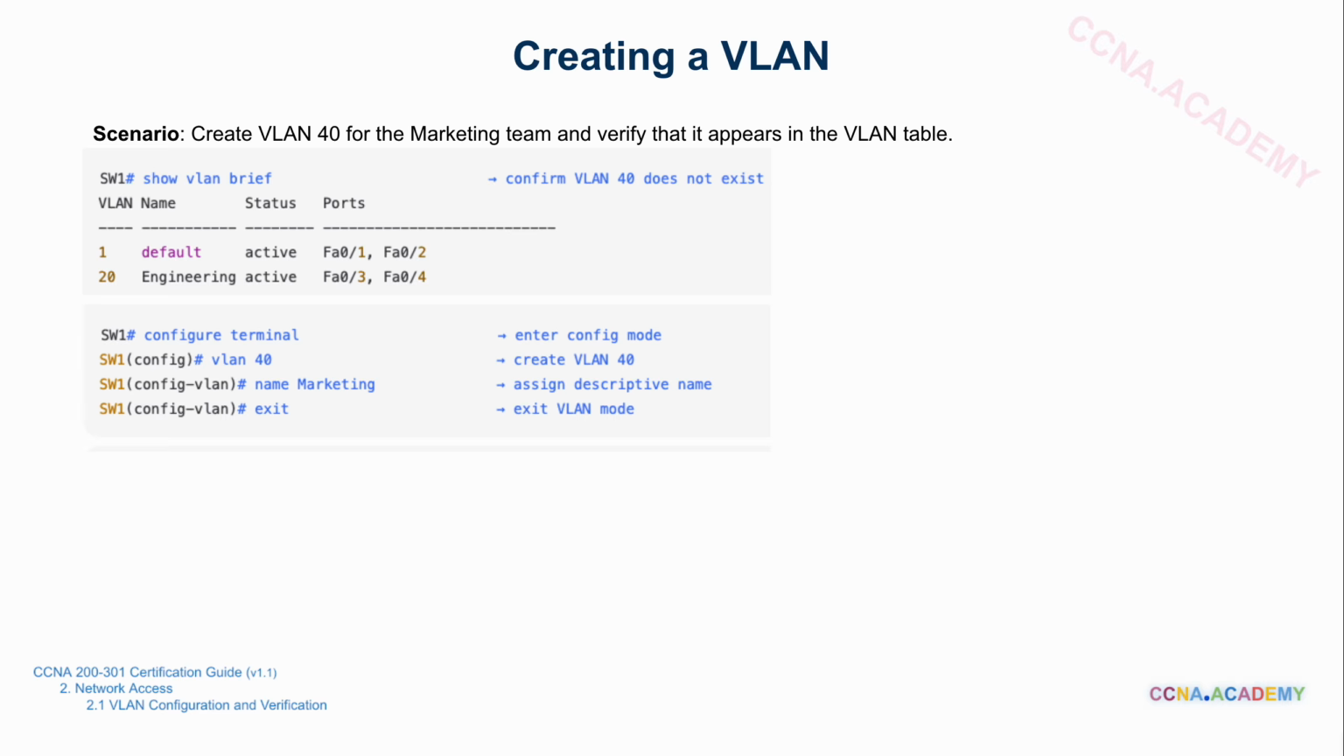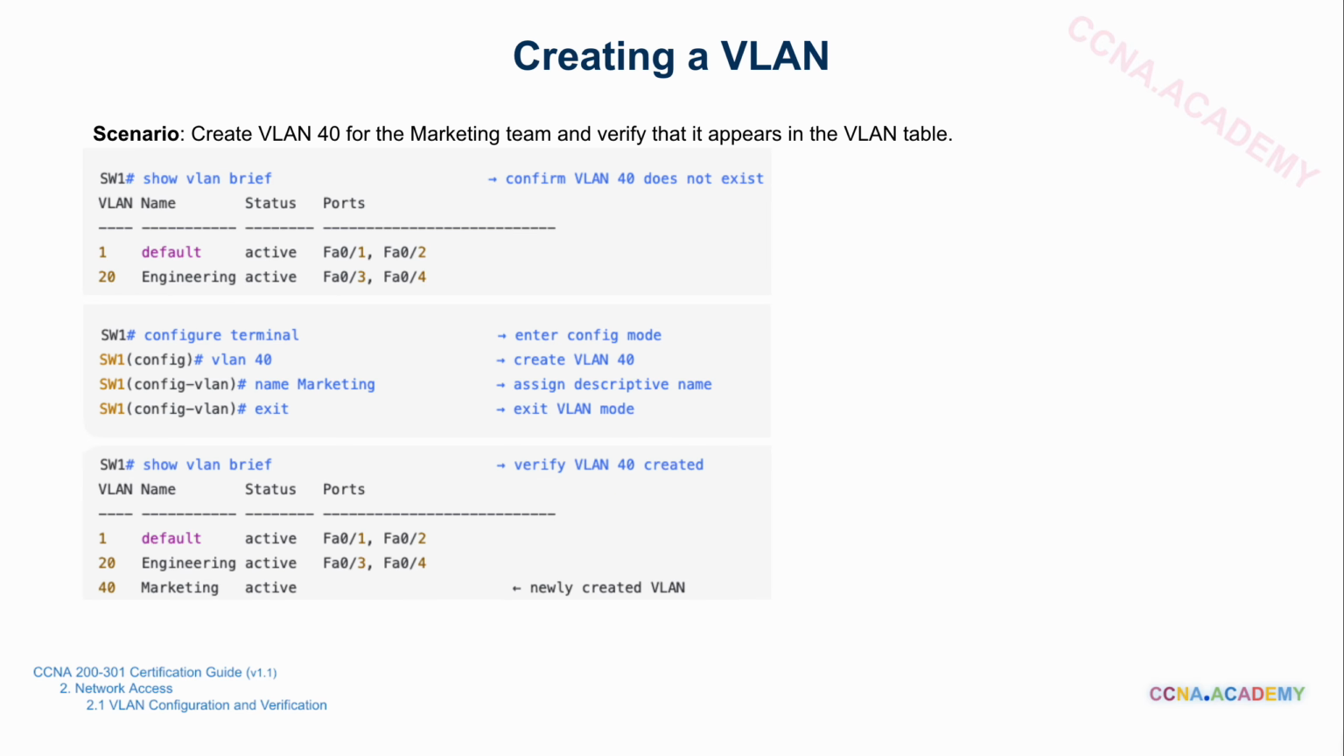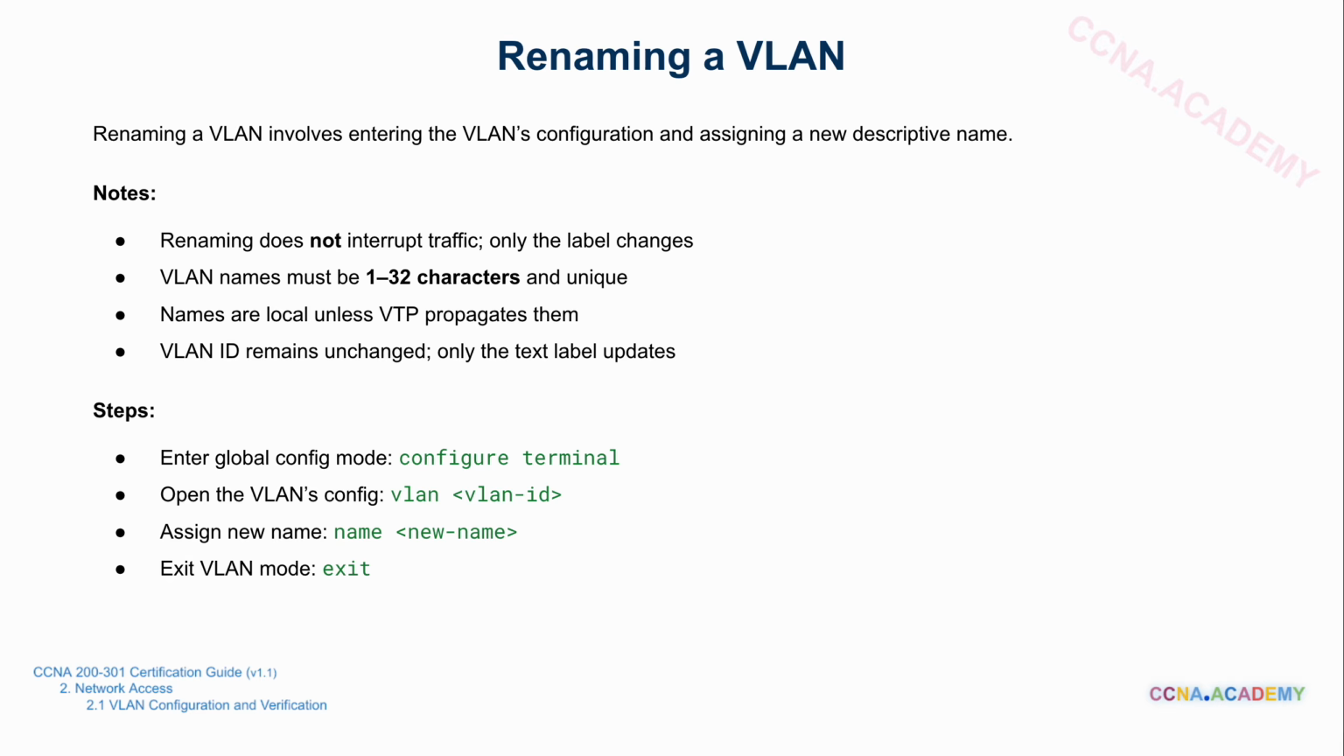After the VLAN is created, we assign a descriptive name so it's easy to identify its purpose, and then exit VLAN configuration mode. Finally, we display the VLAN table again to verify the result. The output confirms that VLAN 40 now exists, is active, and appears with the correct name, indicating the VLAN was created successfully.